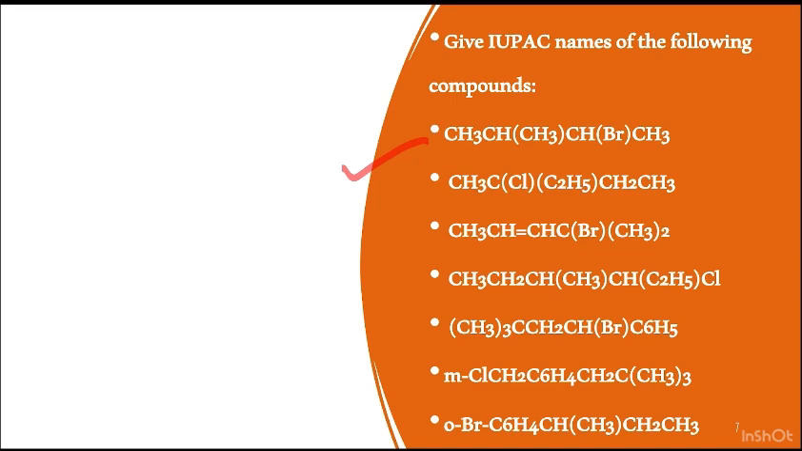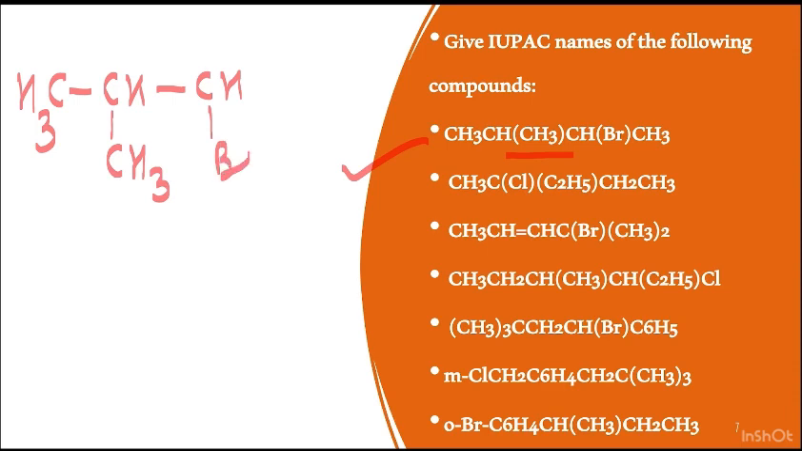For example, the first one, you have CH3, then you have CH, and then you will notice there is a bracket. That means the CH3 is attached as a substituent here. Then you have one more CH, then you have Br, and again CH3.